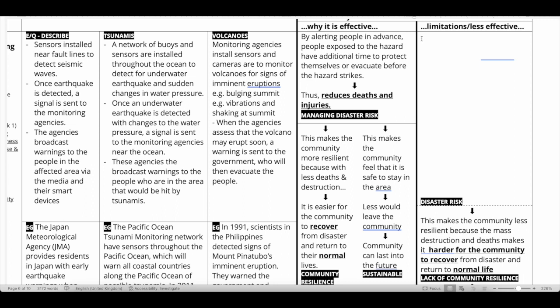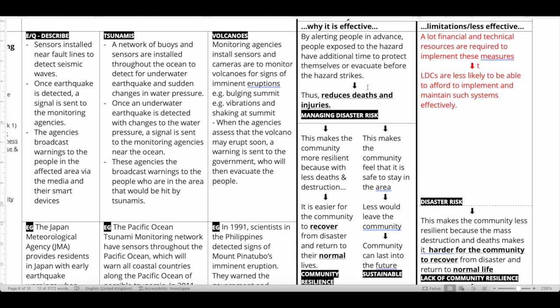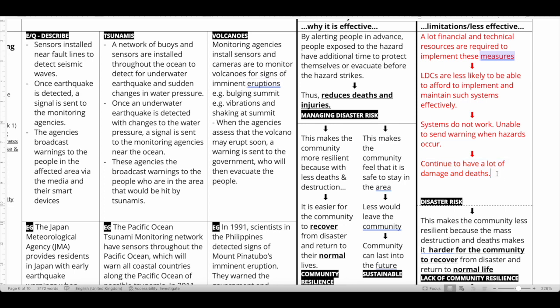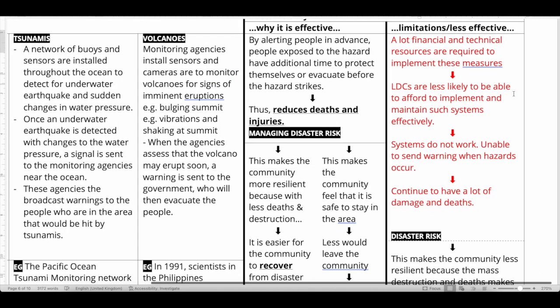Most of the time, the reasons why people are not implementing this properly all go back to the same story: there's a lot of financial and technical resources needed. As a result, some places are unable to implement it properly, so it doesn't work, or they can't even implement such systems at all. And what does it lead to? It leads to the system not working, unable to send out the warning, and then people continue to be vulnerable to all the disaster risks.